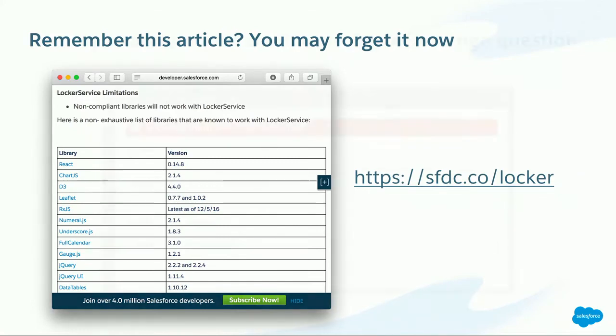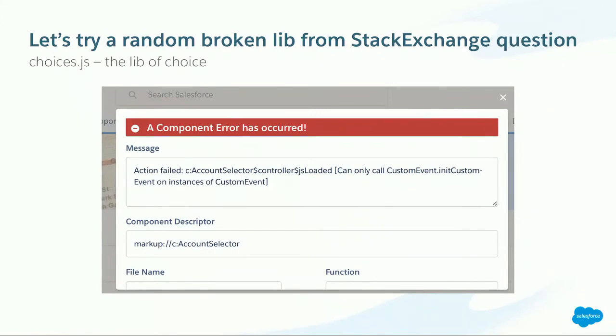And to do that, I chose the top question. It was some random library choices, JS. It's a tiny library that allows you to do some kind of input text box. I tried to put it into a LockerService enabled page and component, and it just failed with some cryptic error message. I had no idea what it actually failed at.